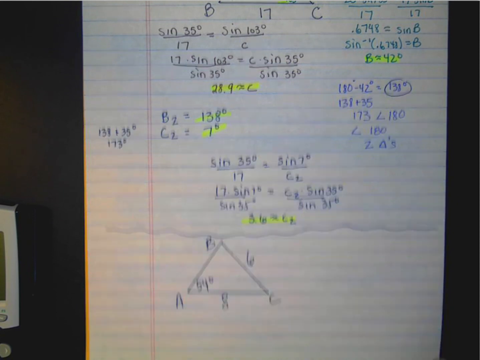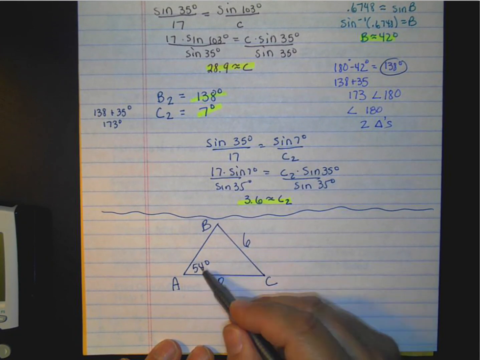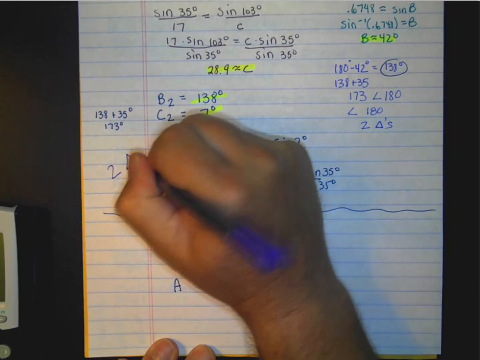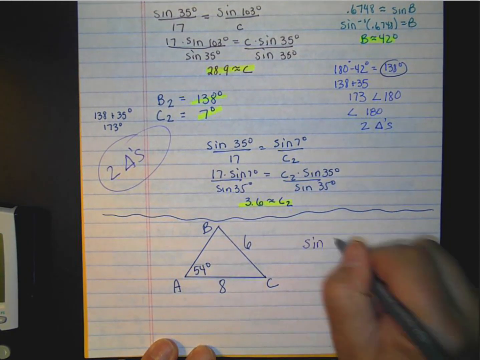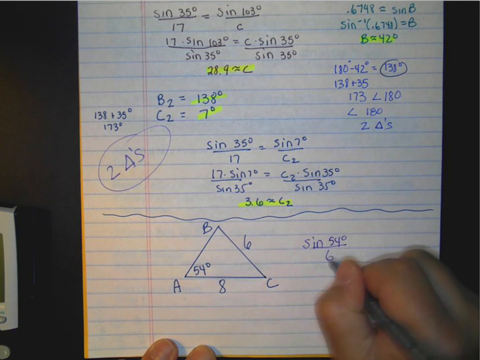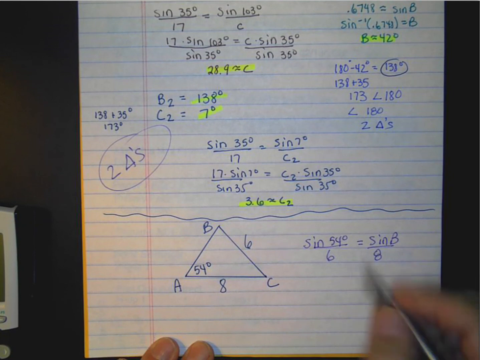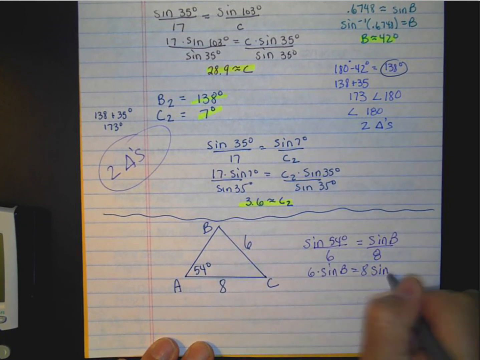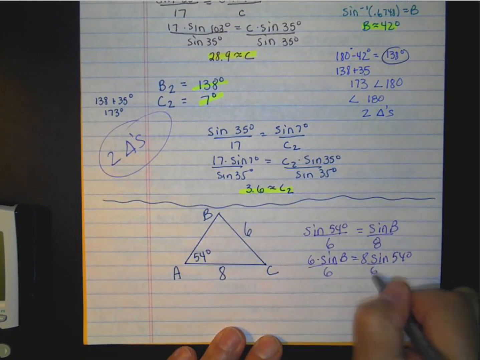All right, last one here. So again, let's look what we have. We've got our SSA again. So we got to check and see if we have one, none, or two. By the way, this guy had two triangles. I didn't write that down, but we found it. All right, so let's start it out. Sine of 54 over 6 equals sine of B over 8. Do the math. 6 sine of B equals 8 sine of 54. All right, divide by 6.